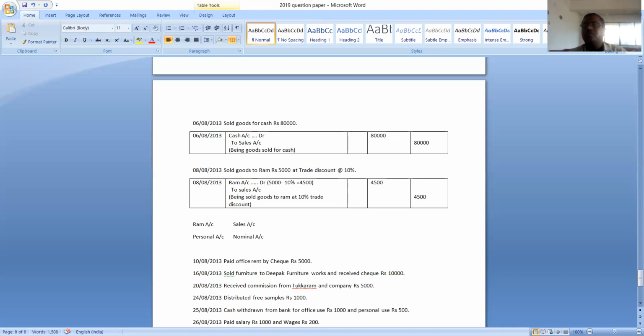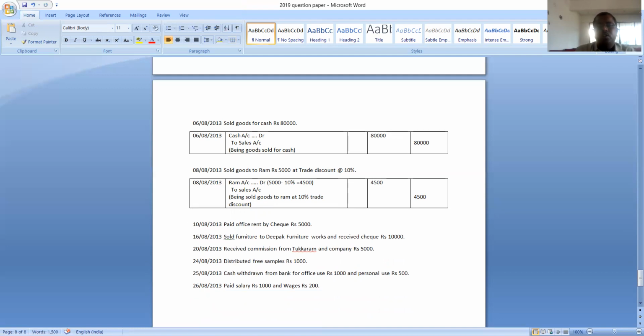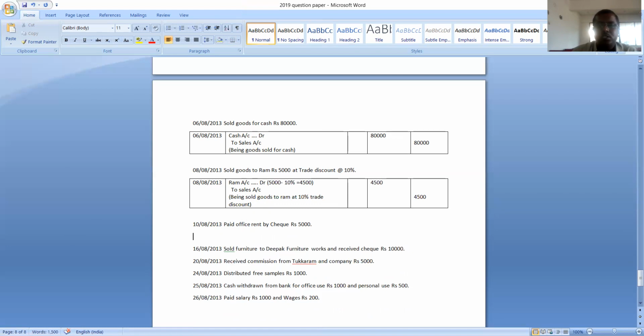Understood. Trade discount is not at all accountable. It cannot be shown. It should not be shown in the books of account, but it should be deducted from the value of transaction. This is about the transaction dated on 8th August 2013. Let us move to the next transaction.